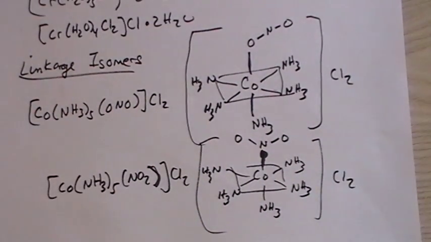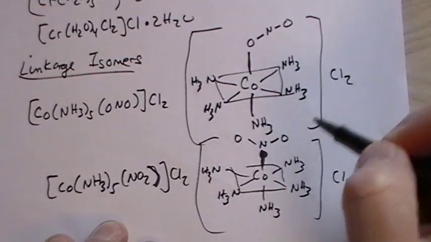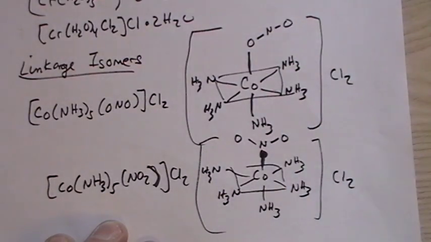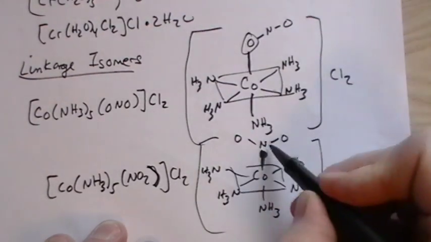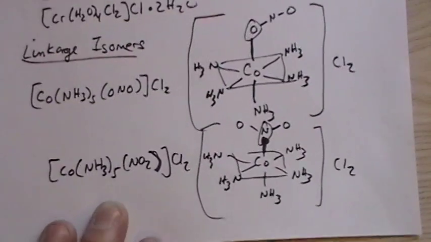Not really, actually. They're only slightly different from each other. So it's very subtle, but there is a chemical difference. So since that's the case, we have to note that. We have to note that we are attaching this one with oxygen, this one with nitrogen. So that's a linkage isomer.